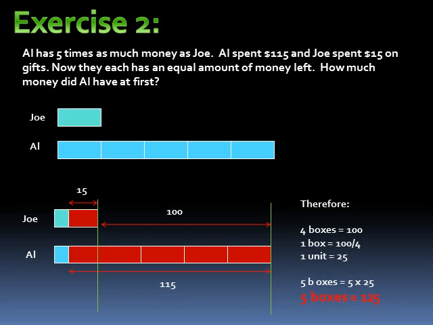So if we wanted to find Al's, let's go back. 1 box is 25, and Al has 5 boxes, so therefore Al's money is 125.